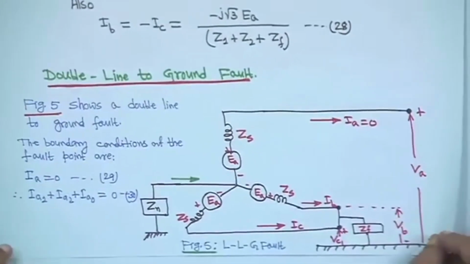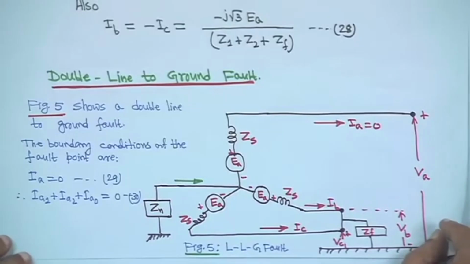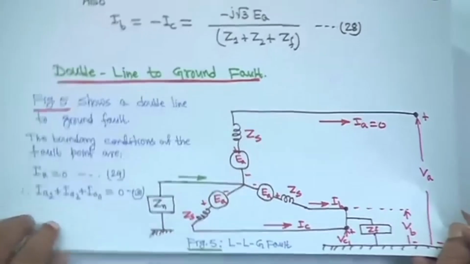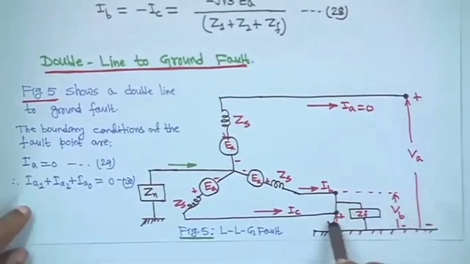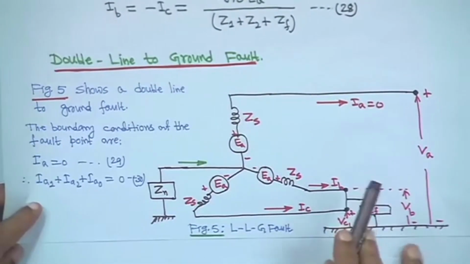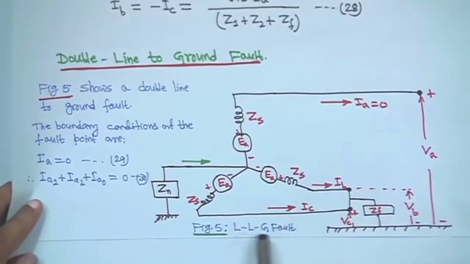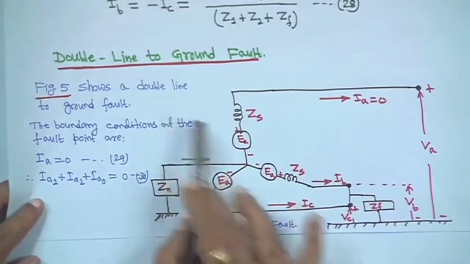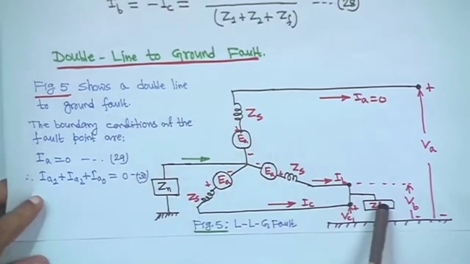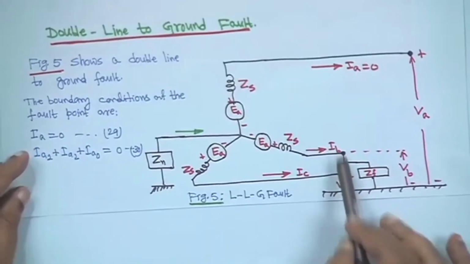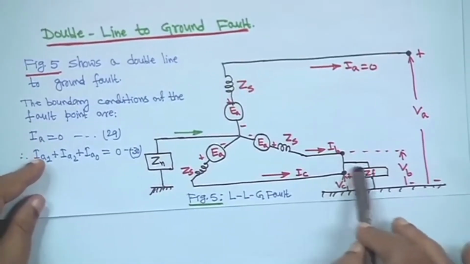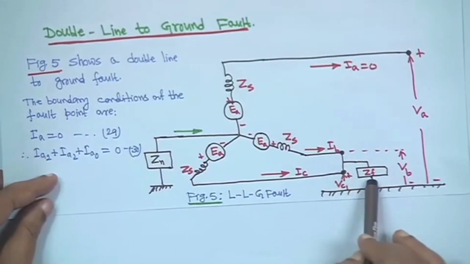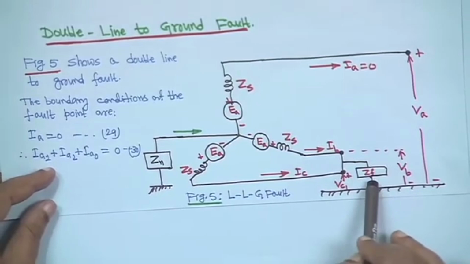Now, next one is the double line to ground fault, that is the LLG fault. Suppose, this is figure 5, this is the double line to ground fault, we call it LLG fault. Figure 5 shows a double line to ground fault, where phase B and phase C are short circuited, and from there the fault impedance ZF goes to ground.